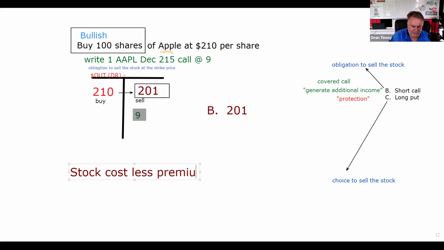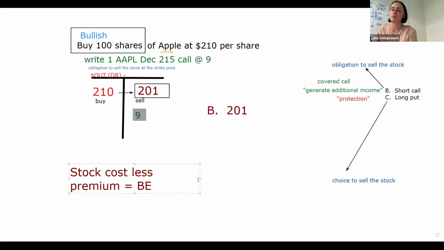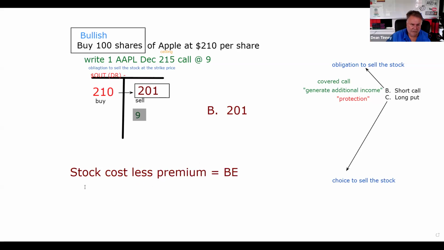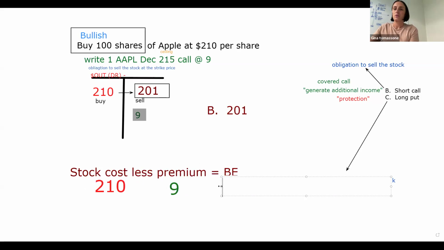It's the one time and the one time only, and that's just for covered calls, right? That's right. It's the only time we're minusing it. And so again, we can either memorize it and say, okay, well, we paid for the stock 210, we're bringing in for the option 9, and so our break even is 201.